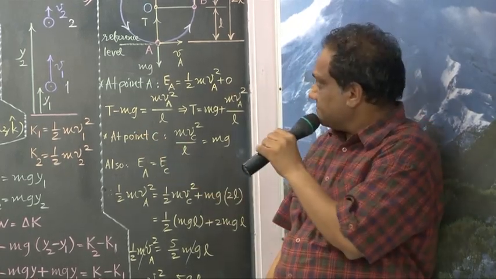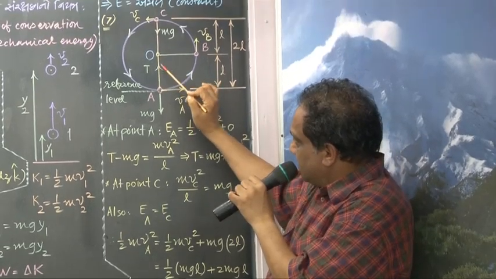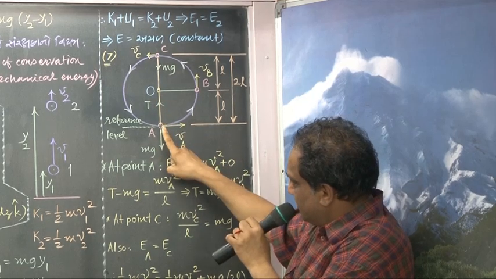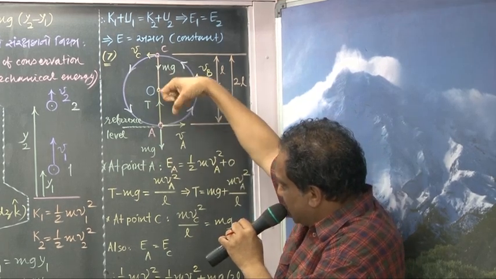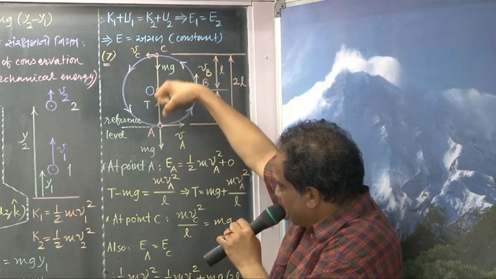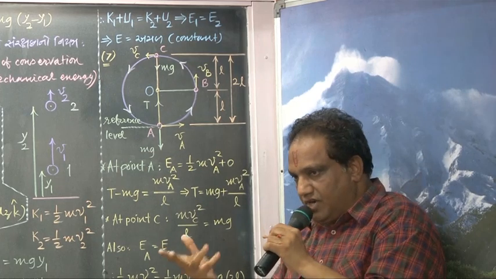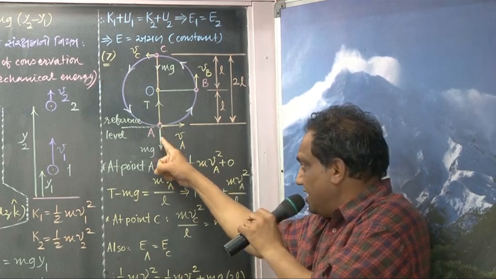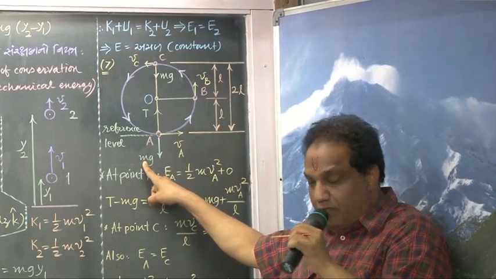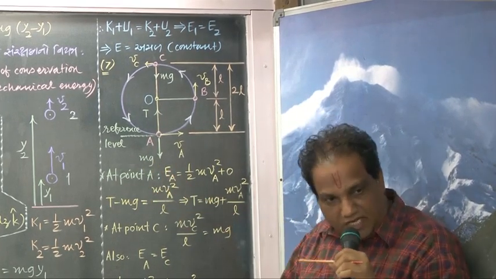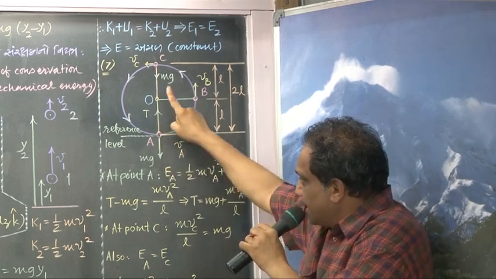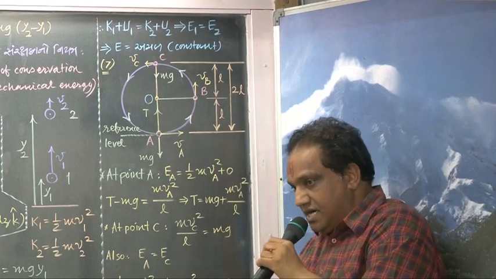Look. Here in this string, there is some tension, T, and that tension is a force exerted on this spherical bob vertically upward. What is the vertically downward force acting on this body? Its own weight. Weight means gravitational force, which is mass into gravitational acceleration, mg. This T is vertically upward, and this mg is vertically downward.